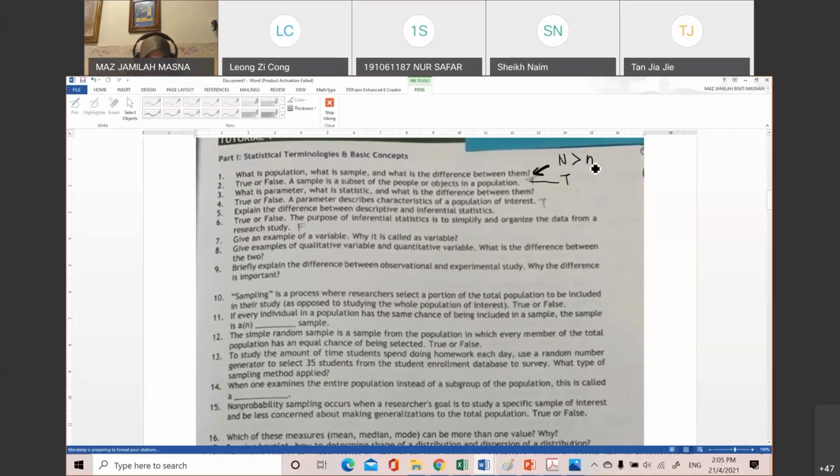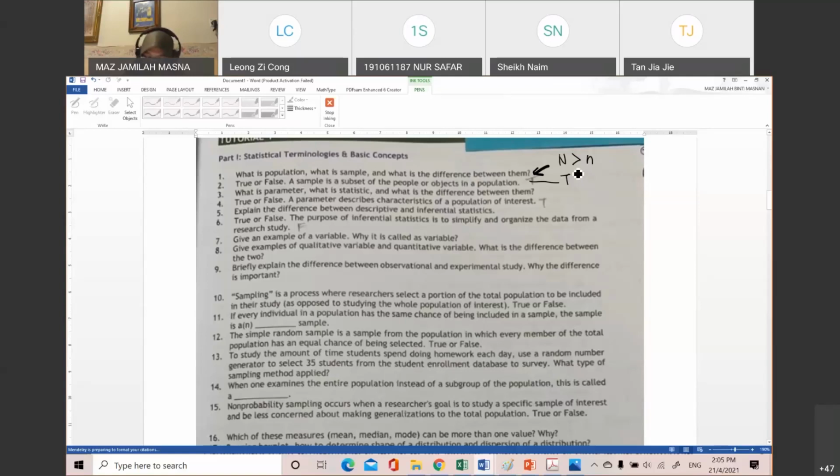Okay. What is parameter? What is statistic? What is the difference between them? What is parameter? You can flip over your textbook and give me the answer, so it will be easier for me. Just quickly discuss the question. What is parameter? If we're talking about population, numerical summary of population. Yes, parameter is a numerical summary of your population.